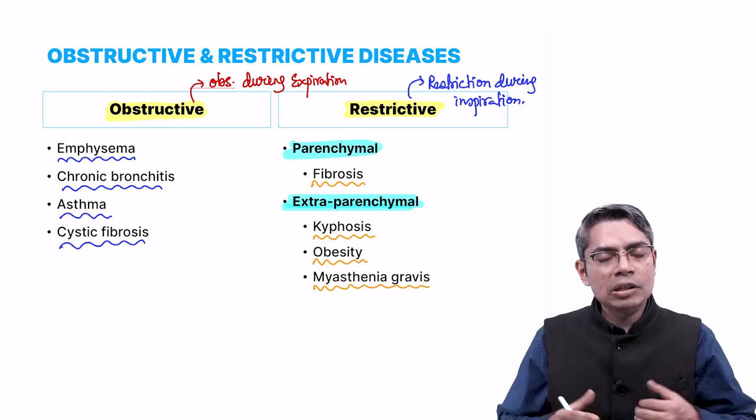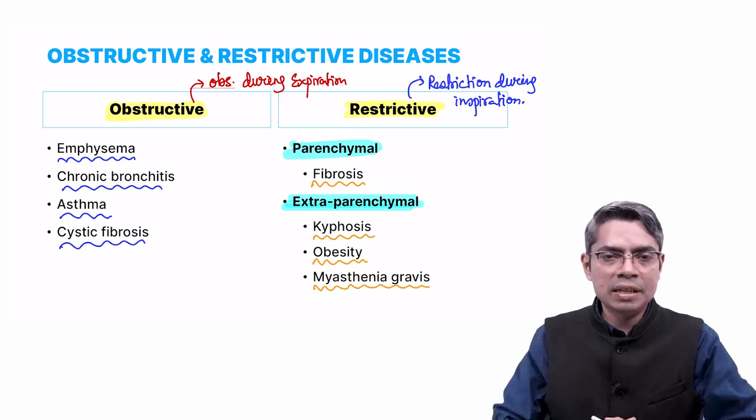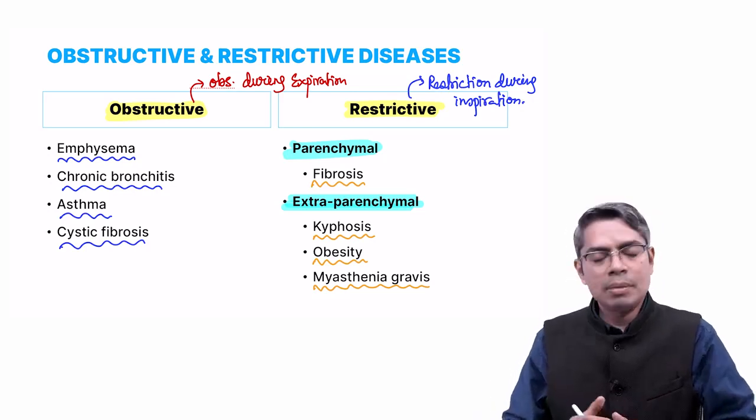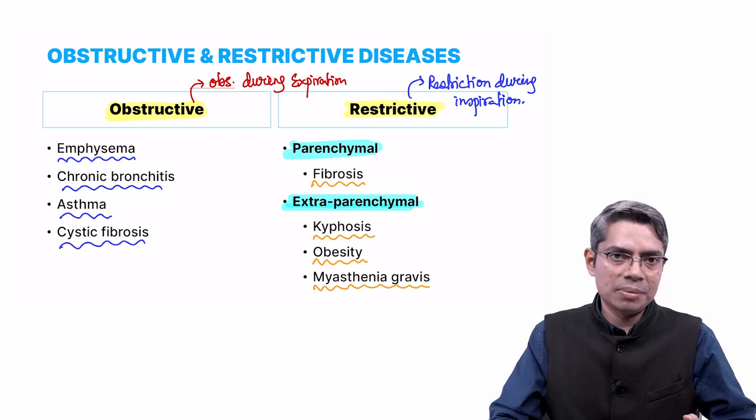If the obesity is very severe, morbid obesity, then also you will not be able to take a deep inspiration. That is restrictive disease. Myasthenia gravis, muscle paralysis. So, this is the classification of obstructive and restrictive disease.